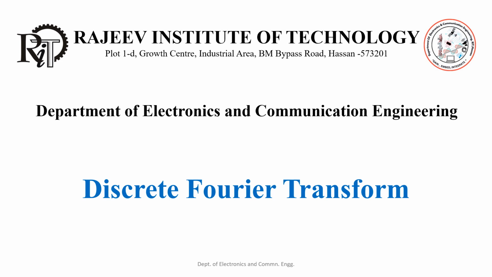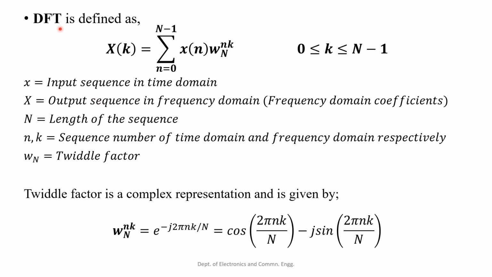So in this presentation, I'm going to explain the implementation of discrete Fourier transform using Scilab. Now the DFT is defined as, same formula once again: X of k is equal to summation n is equal to 0 to N minus 1 x of n omega N to the power nk, for all the values of k ranging from 0 to N minus 1. Now let us define all these variables.